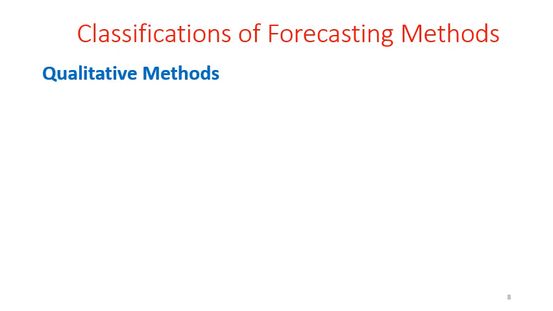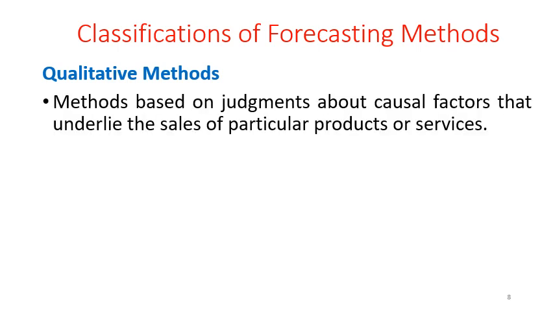Basically, we can classify forecasting methods first into qualitative methods. Let us see what qualitative methods are. These methods are based on judgments about causal factors that underlie the sales of a particular product or service. These methods are purely judgmental and opinion based. They do not take into account historical data or printed or available recorded data. They are just based on some judgments about some causal factors. Causal factors here refer to something that was the cause, and there was an effect because of that cause.